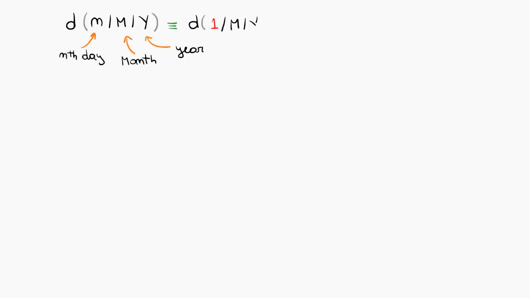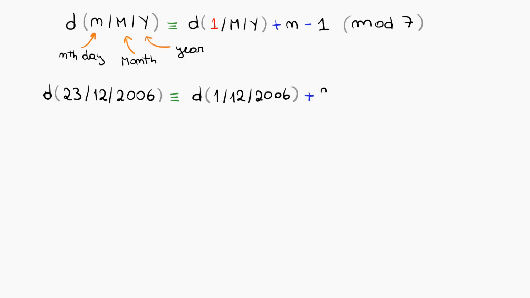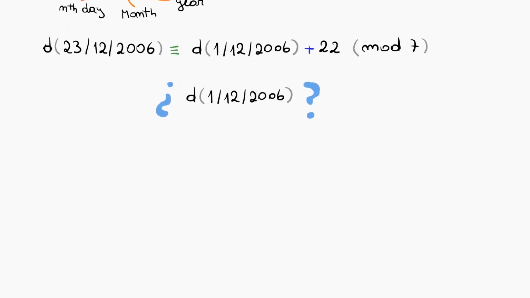Let's summarize what we have so far. If we want to know the day of the week for the nth day of month M and year Y, we must add the day corresponding to the first day of that month and year to n and subtract 1, disregarding all multiples of 7. For example, we can apply the formula to find the day of the week for December 23rd, 2006. But here you may ask yourself, how can we find out the day of the week for December 1st, 2006?